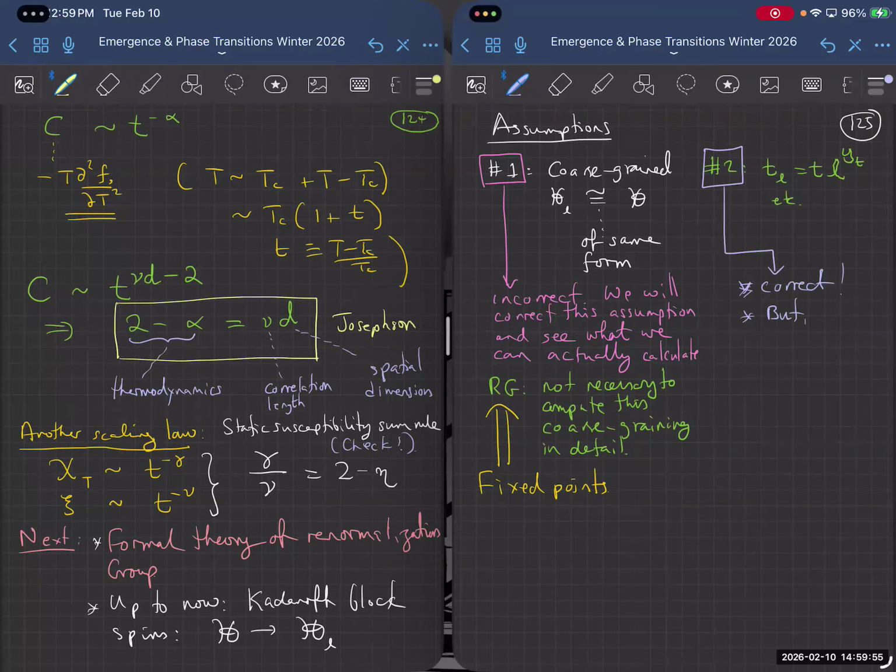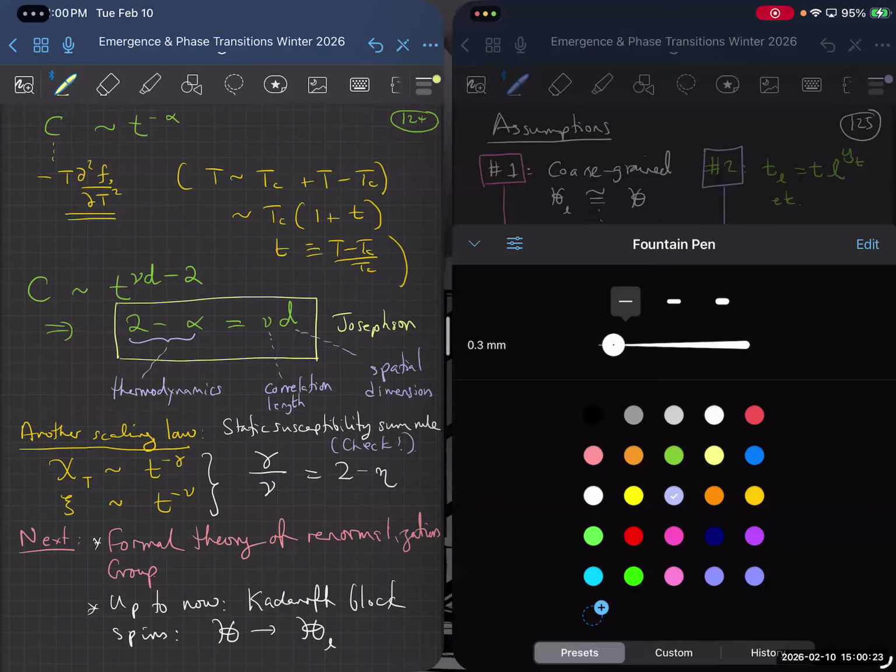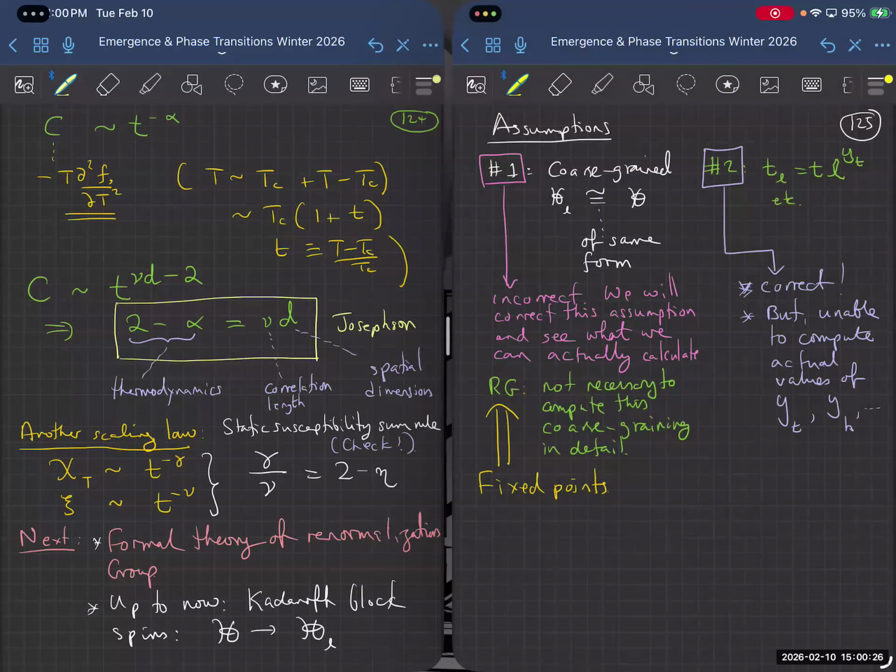but is unable to compute the actual value of these numbers that we introduced, YT, YH, and in general others that one might come up with in a more general problem. So we don't know how to compute those. And what we're going to see is that from the renormalization group perspective, what RG is going to show is how to compute these objects.